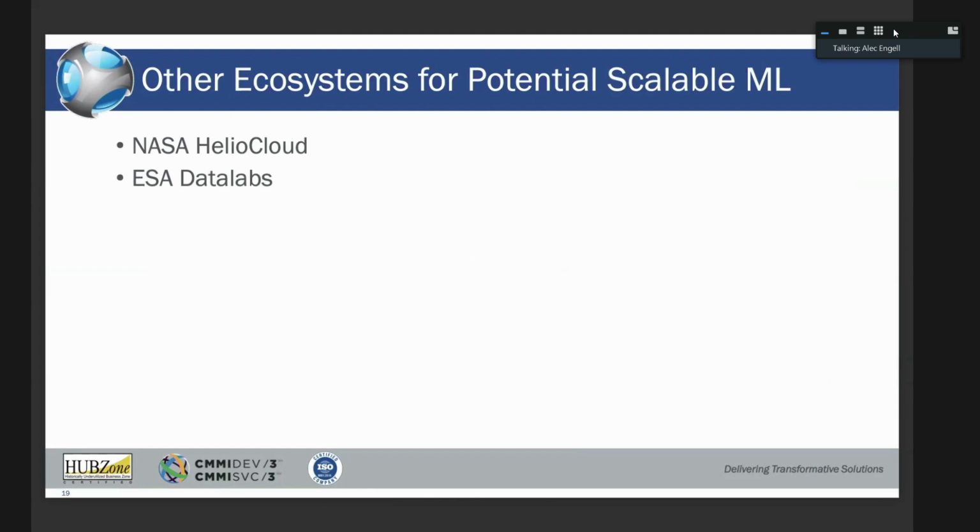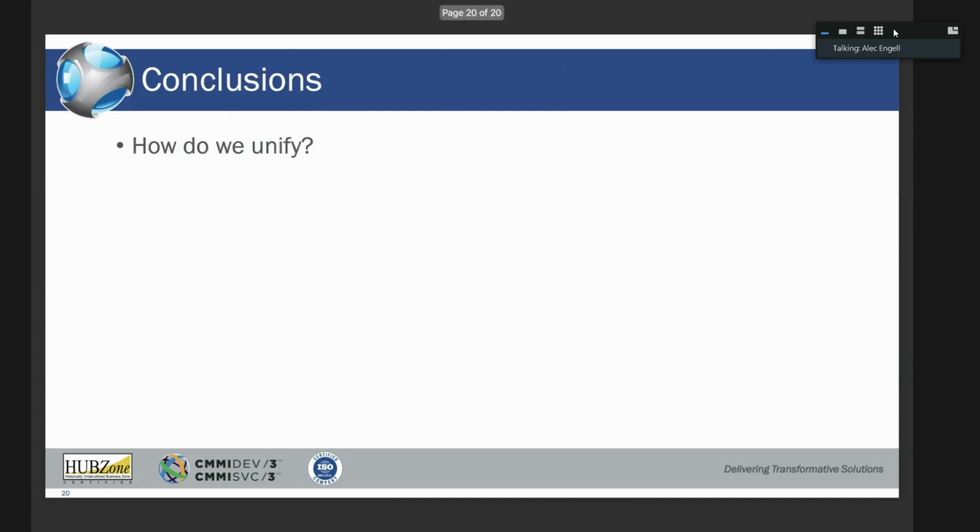All right, other ecosystems. I already mentioned Helio Cloud could be a good place for the community to gather around to do this sort of stuff, and ESA Datalabs. And I'll just leave this up. Conclusions: how do we unify? It's not easy. So thank you all very much. I do appreciate the time.